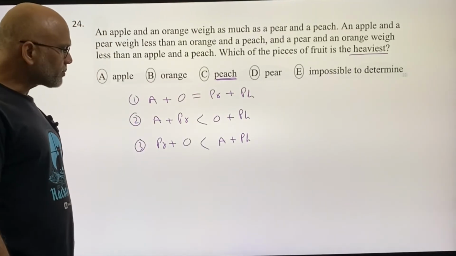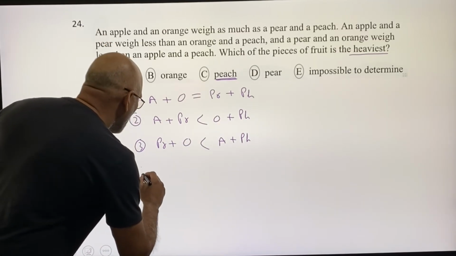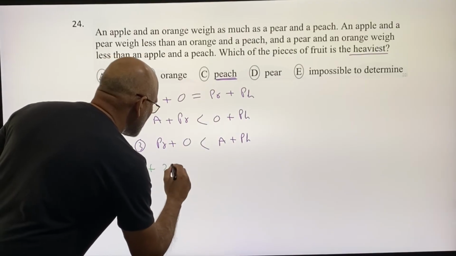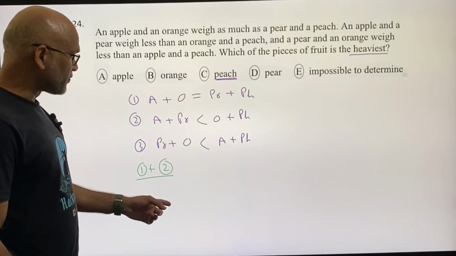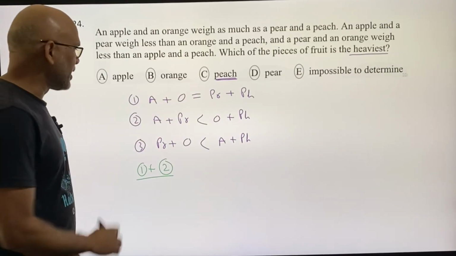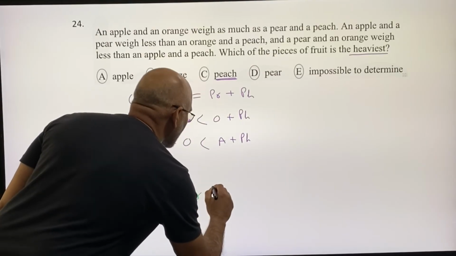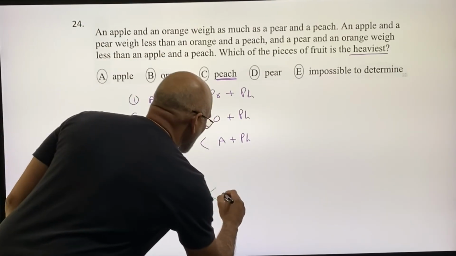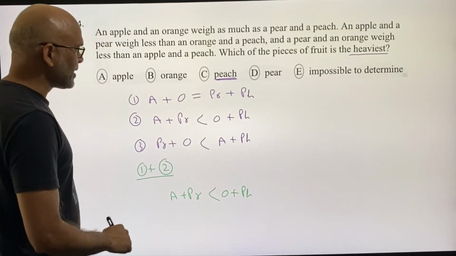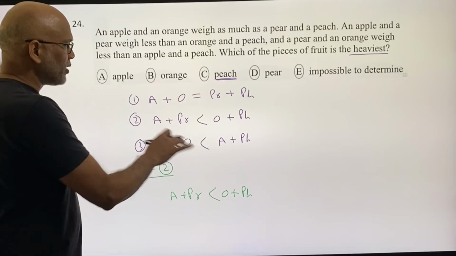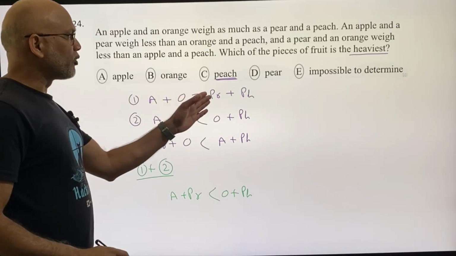Let me change the color. Let me do equation 1 plus equation 2. I'm going to write down equation 2 as it is first, and then I add equation 1 to that. So A plus PR is less than O plus PH. Again, I have written down equation 2 as it is, and then I'm going to add equation 1 to that. So equation 1, A plus O is equal to PR plus PH.